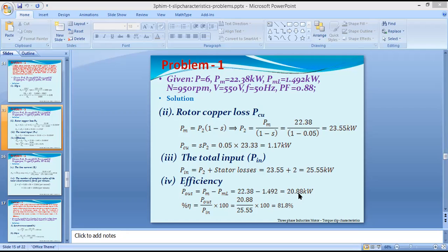If you put all these values for P out and P in, and multiply by 100, you will get percentage efficiency. If they ask only about the efficiency, you can write 0.81. But if they are talking about the percent, you are supposed to multiply, so you will get 81.8. Now, we will see another problem.